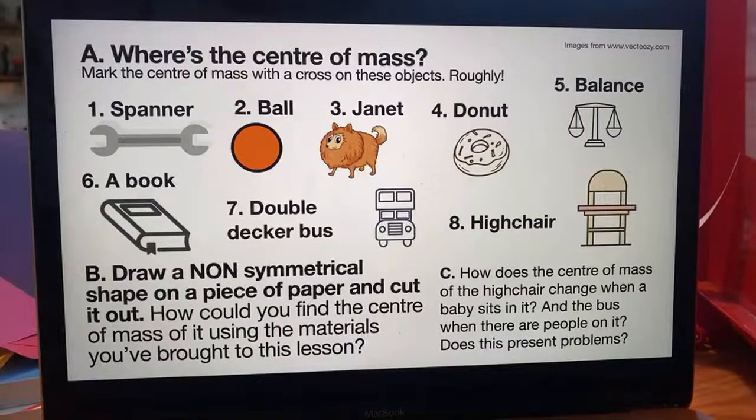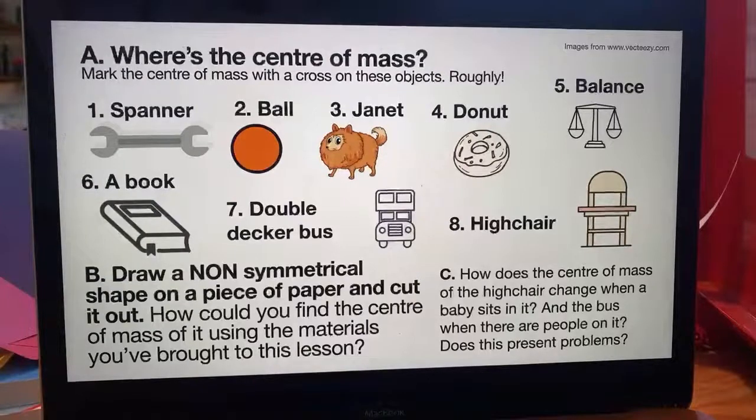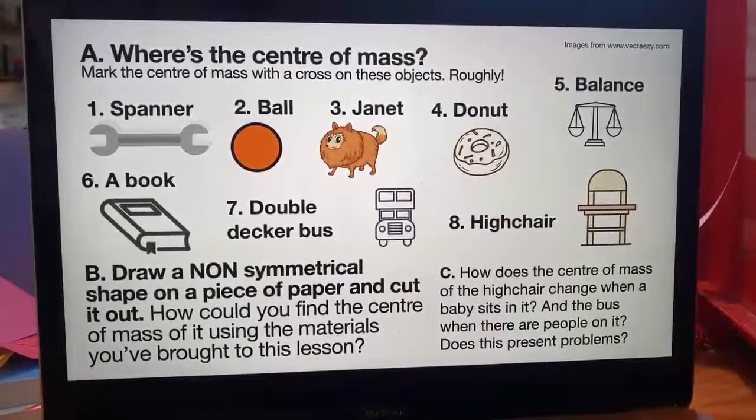Does this present problems? So hopefully you've got that the centre of mass is, on average, where all the mass of an object is concentrated, okay? You're probably fine with this. I'm going to give you one more example because I'm worried that I haven't explained it very well.